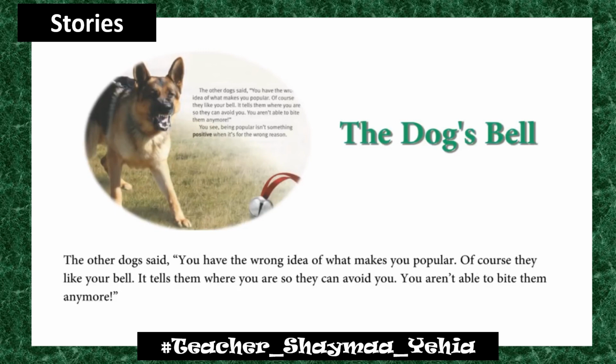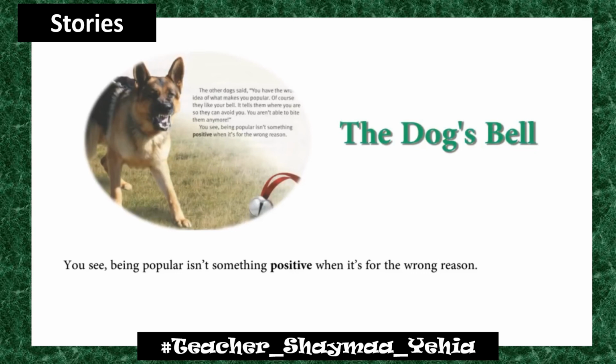The other dog said, "You have the wrong idea of what makes you popular. Of course they like your bell. It tells them where you are so they can avoid you. You aren't able to bite them anymore. You see, being popular isn't something positive when it's for the wrong reason."